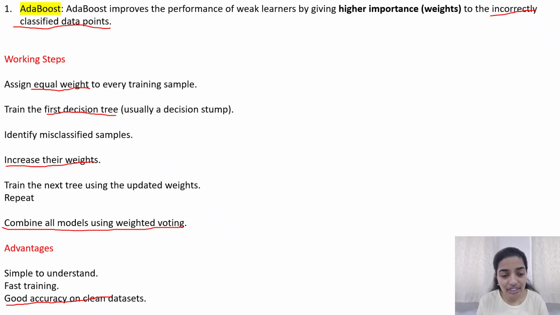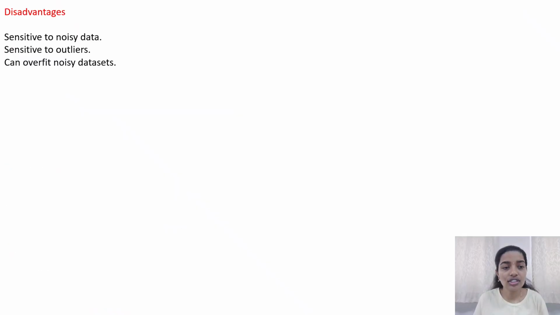So when the data set is clean, what does this mean? That means that there are no outliers present in the data set or something like that, and the data set is clean. In those cases, AdaBoost works well. So this is about AdaBoost.